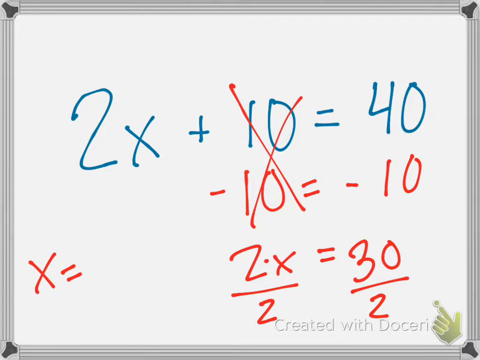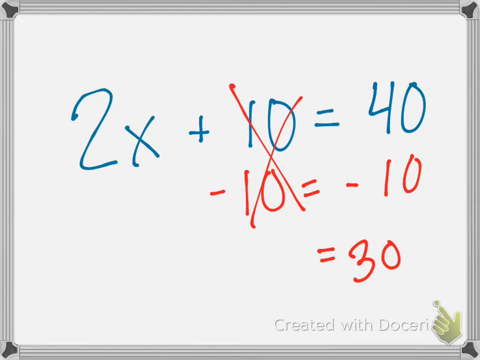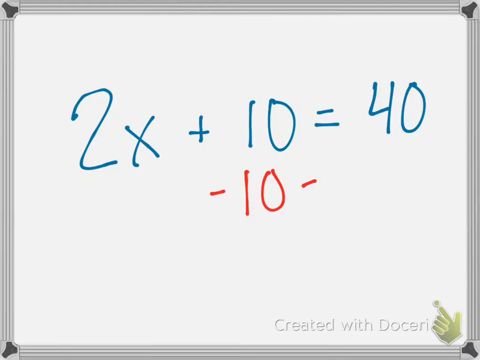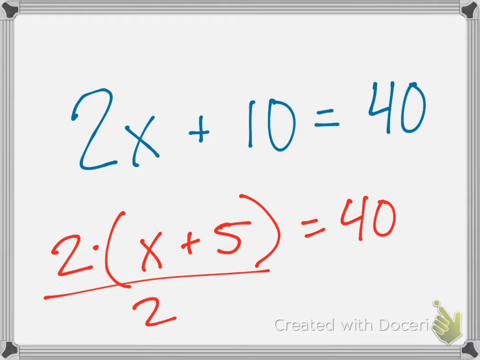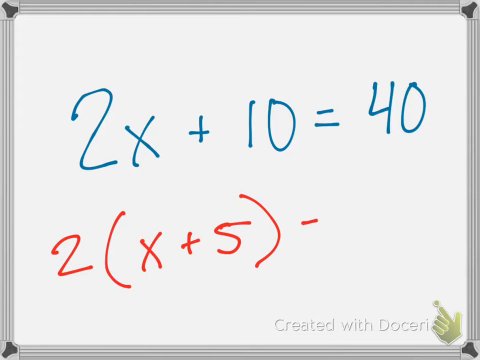The other way that we could do this is by factoring. What's the greatest common factor for this 2x plus 10? What's the greatest common factor, Daniel? 2. We pull out a 2. We get x plus 5 equals 40. Here it's 2 times. We divide by 2 on each side. That means we get x plus 5 is equal to 20.